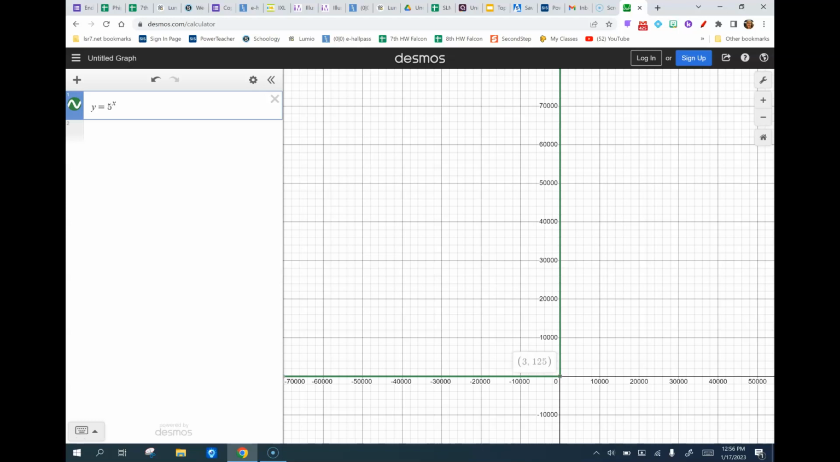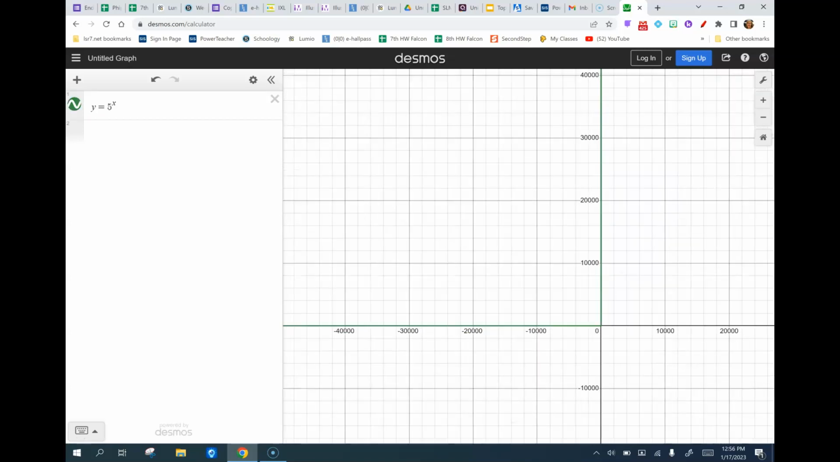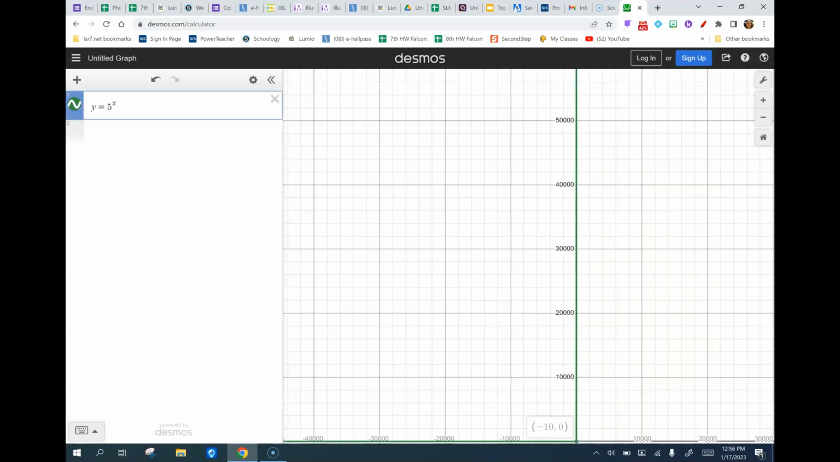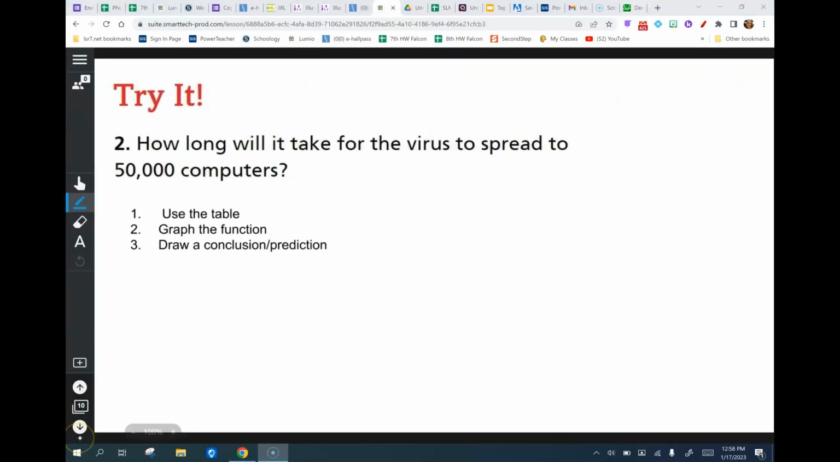So at 50,000, I can't get the point to go up there. It's not wanting to cooperate with me. So anyway, we would find, when x is 50,000 computers, how many hours it would take. Well, I couldn't figure it out on Desmos, so maybe you can play with that and figure that out, but I'm going to move on for now. If you're in class, I will have figured it out by then.